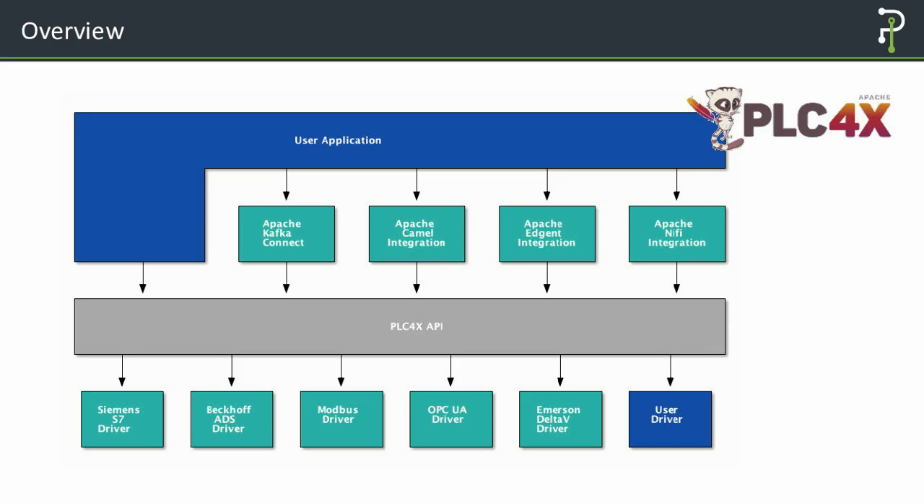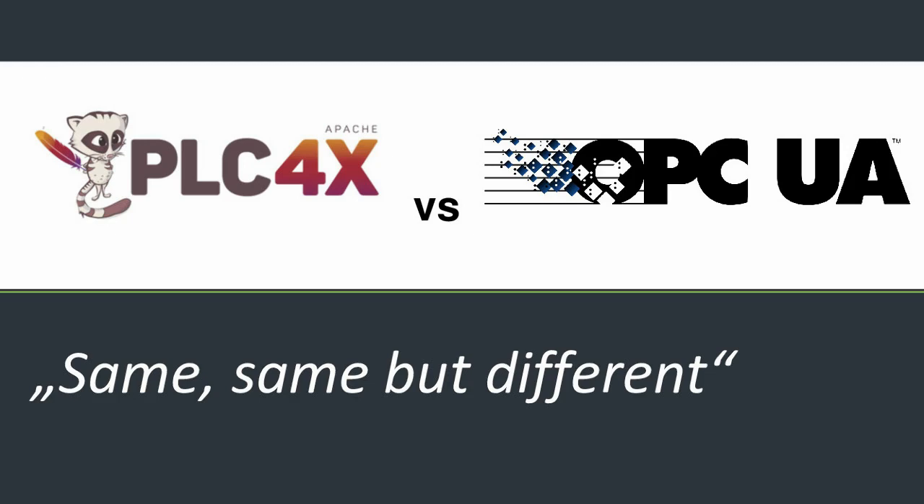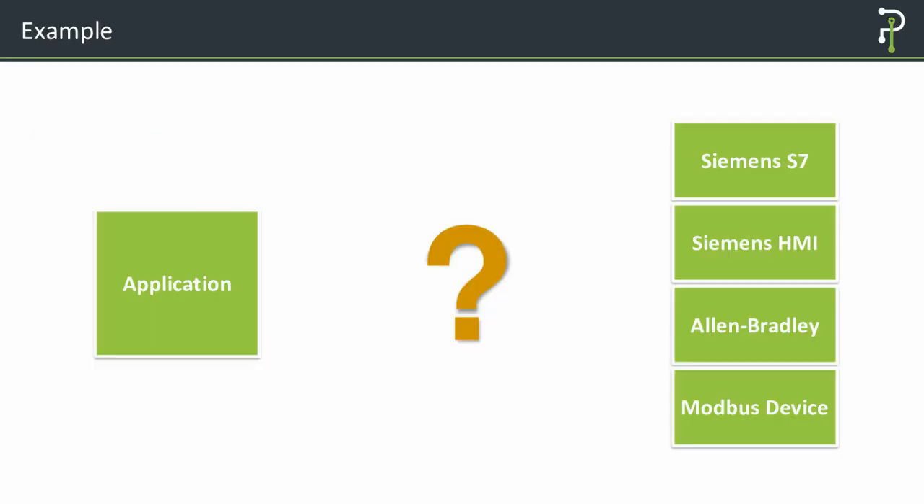Okay, here comes a bit of a comparison, PLC4X versus OPC UA. As most of the time you speak to OT people and say what PLC4X is, they say, okay, so it's like OPC UA. And the answer I usually give is: same, but different. I will start with a little example and talk a bit about the pros and cons of OPC UA then.